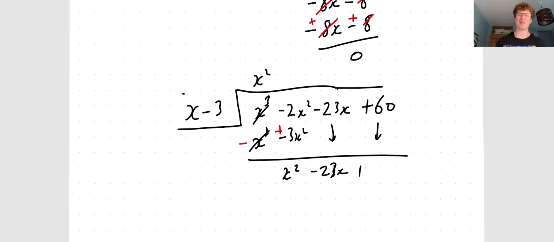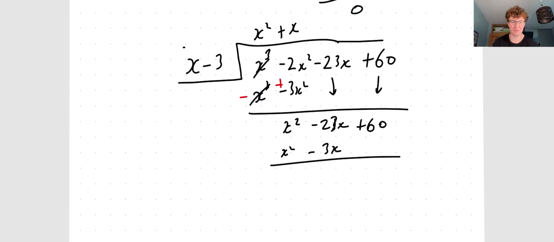Rinse and repeat. X squared divided by x, that's just x. X times x, x squared. X times minus 3, minus 3x. Draw the line. Flip the sign. Minus here, plus here. So x squared minus x squared is going to cancel. Minus 23x plus 3x is going to be minus 20x. And then don't forget this guy, plus 60.